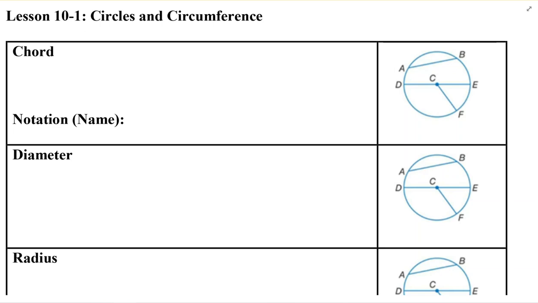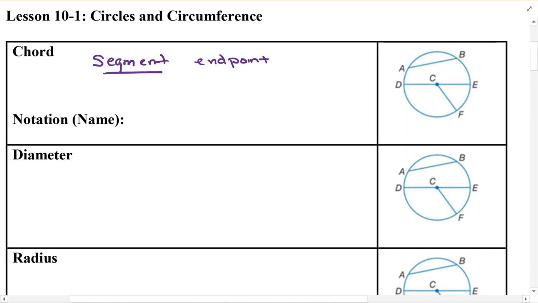Lesson 10.1 covers circles and circumference. We're first going to go through a few definitions. A chord is a segment, and I want you to remember that it's a segment. It's not a line, it's not a ray, it's a segment, and it has endpoints on the circle.